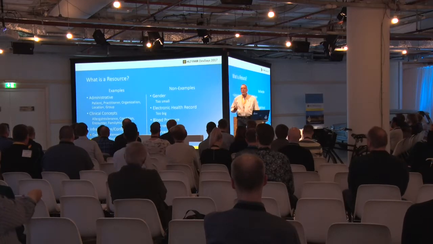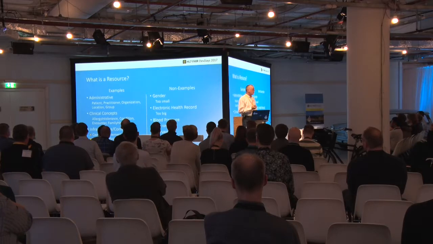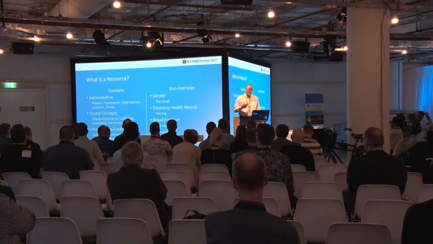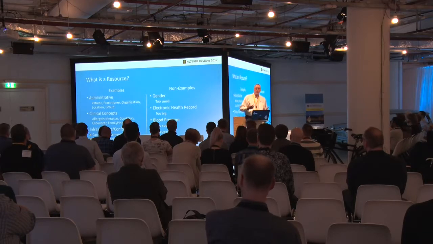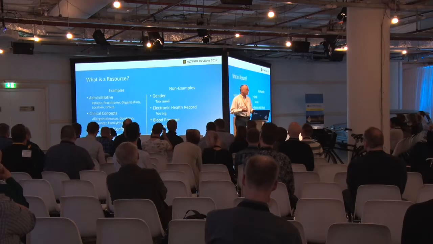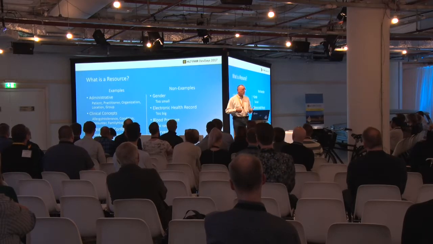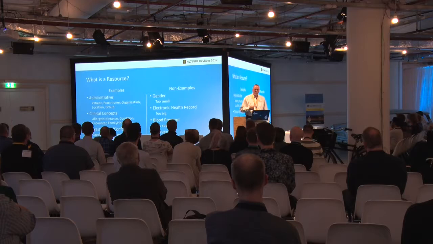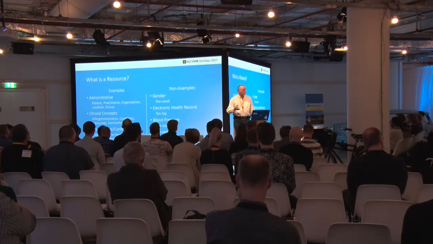So as an example of resources, what are some common types of resources that we'll find in the FHIR specification? In the FHIR spec, we group them into various concepts, if you will: administrative, clinical, infrastructure, and so forth. This is a very, very small sampling of the types of resources that you'll find. What's more important is, what are non-examples? What doesn't count for a resource type?